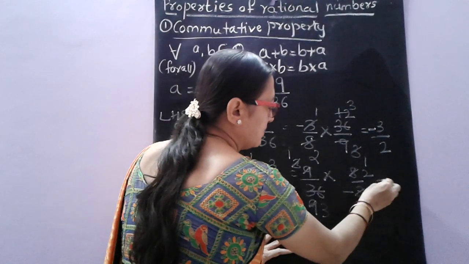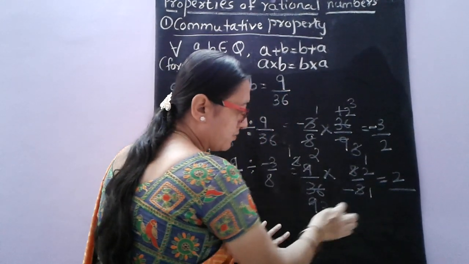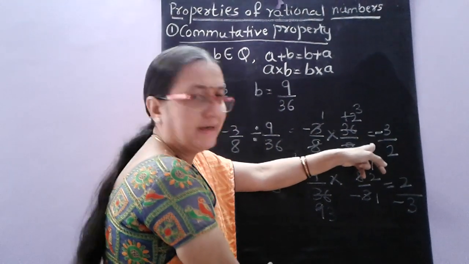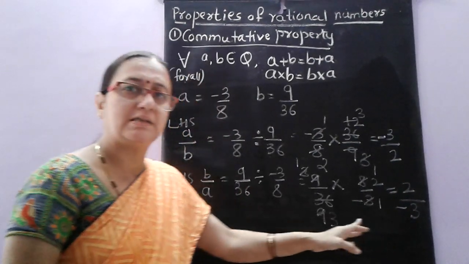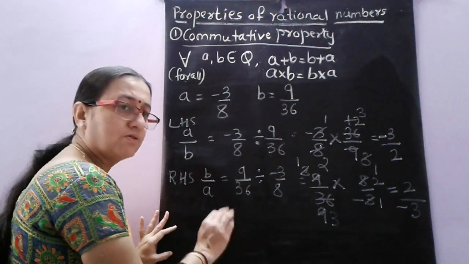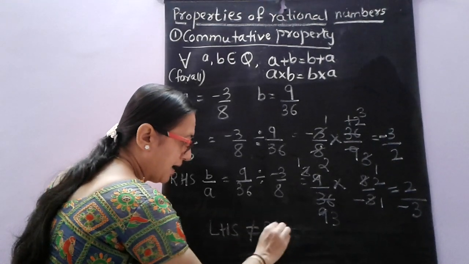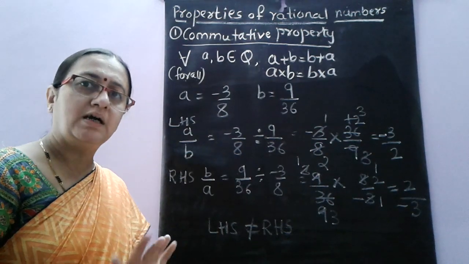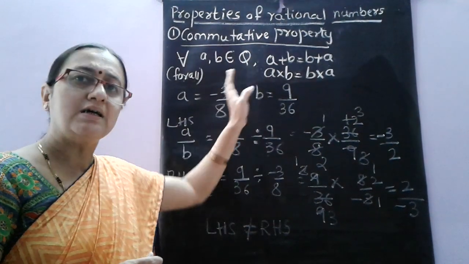Now what is the answer? 2 1s are 2 by minus 1 into 3, minus 3. Now LHS is minus 3 by 2 and RHS is 2 by minus 3. So what is the conclusion? LHS not equal to RHS. When LHS and RHS are not equal, then the property doesn't hold good for the rational numbers.